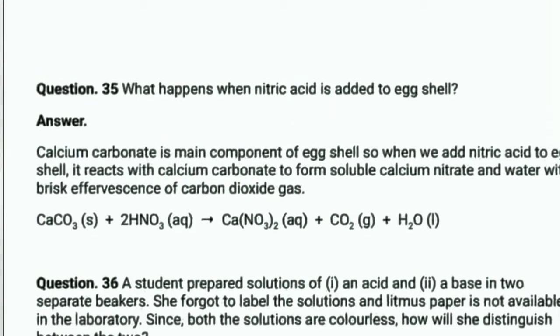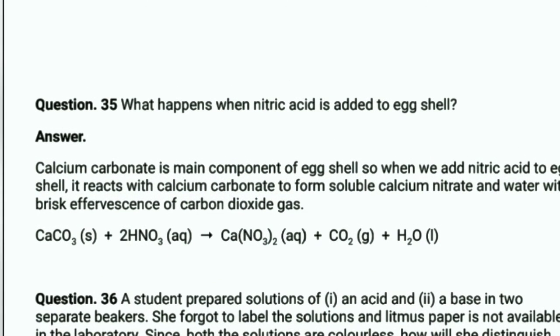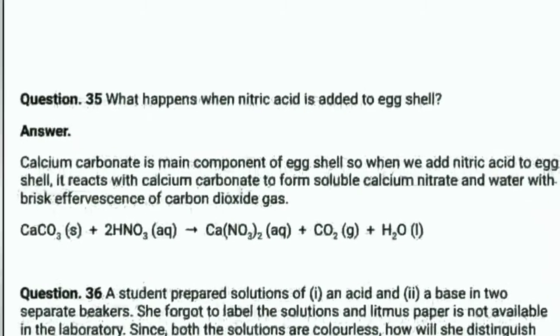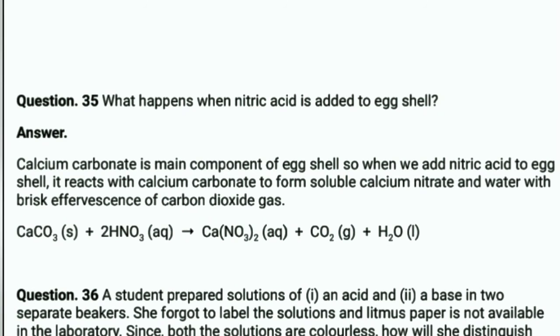What happens when nitric acid is added to eggshell? Calcium carbonate is the main component of eggshell. So we add nitric acid to eggshell. It reacts with calcium carbonate to form soluble calcium nitrate and water, with brief effervescence of carbon dioxide gas.